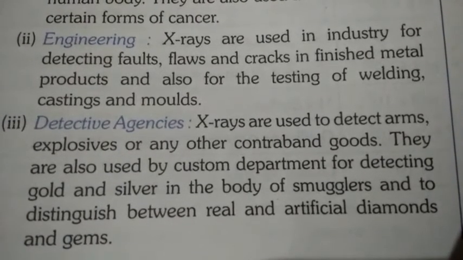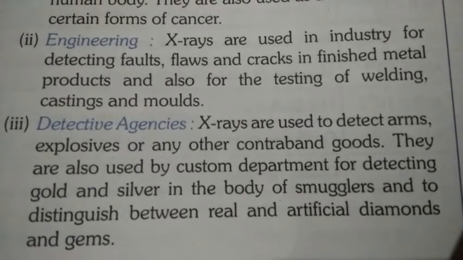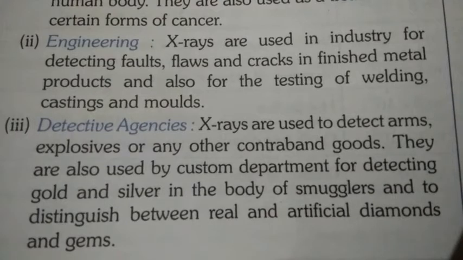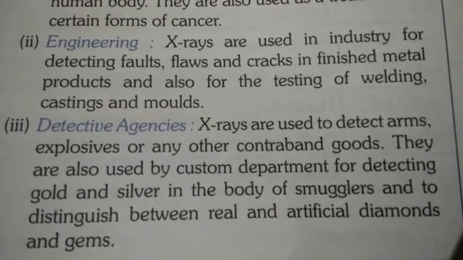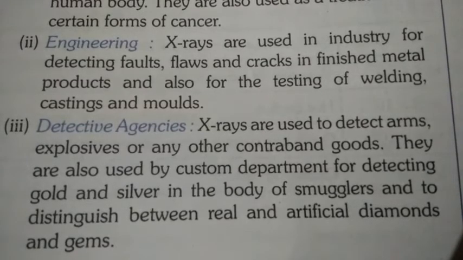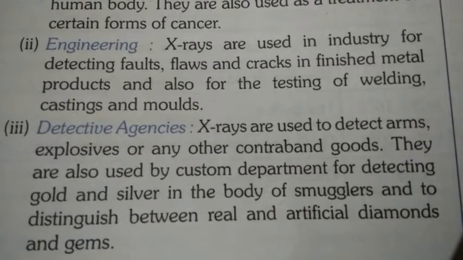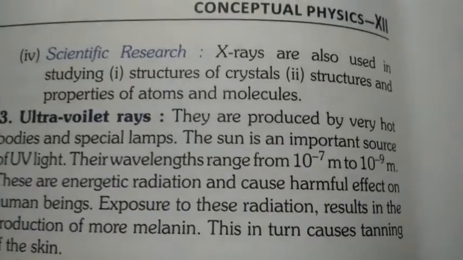Third is detective agencies. X-rays are used to detect arms, explosives or any other contraband goods. They are also used by the Customs Department for detecting gold and silver in the body of smugglers and to distinguish between real and artificial diamonds and gems.